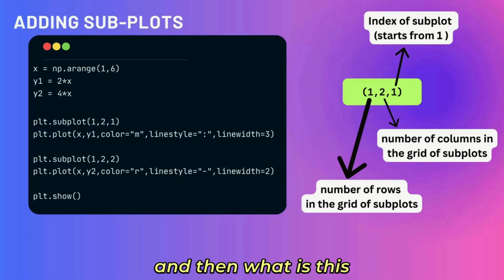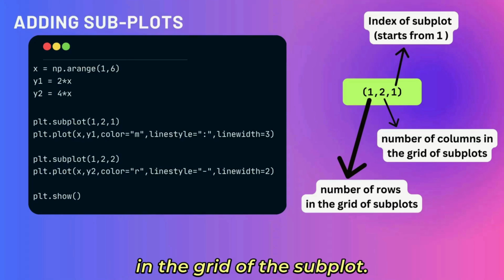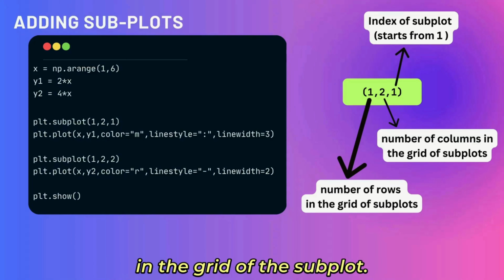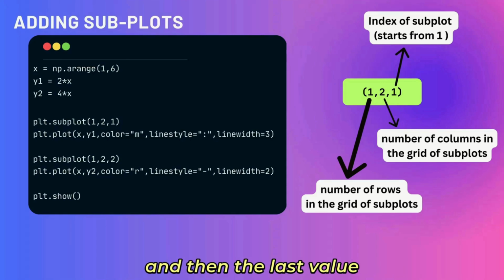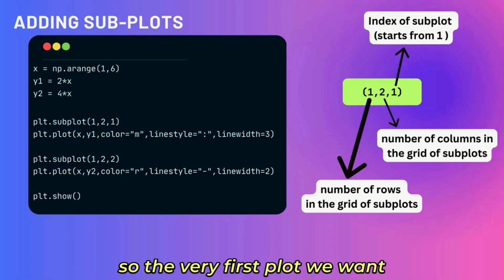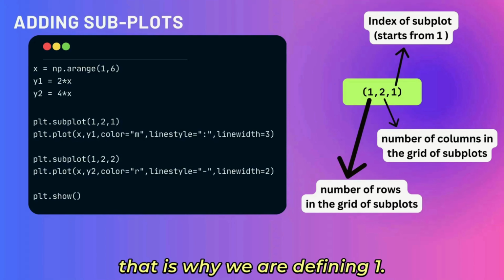And then what is this 1, 2, 1? So the very first value is basically the number of rows in the grid of the subplot. The middle value that you see is basically the number of columns in the grid of the subplot. And then the last value is basically the index of the subplot, and it starts from 1, right? So the very first plot we want to see in the first place, that is why we are defining 1.